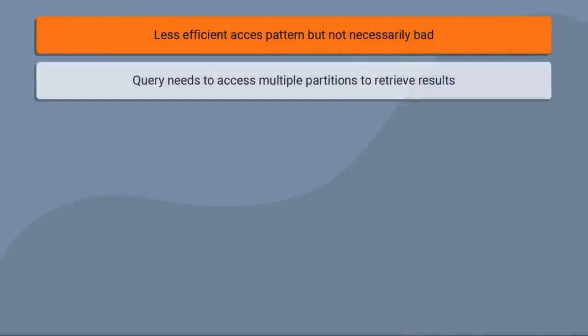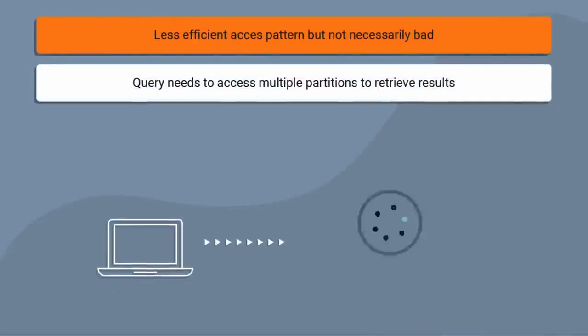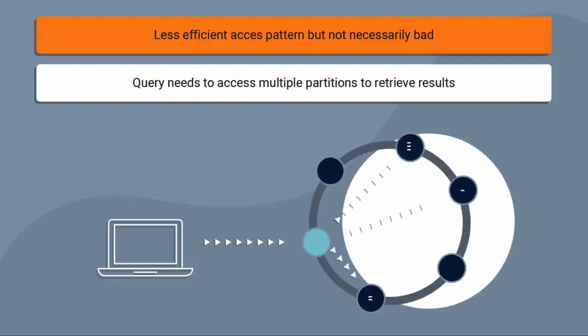However, there are cases when multiple partitions have to be accessed to retrieve the results, and although this is a less efficient way of doing things in Cassandra, it is acceptable to some extent as long as these kinds of queries are limited in number.